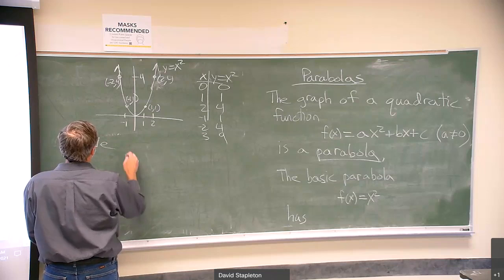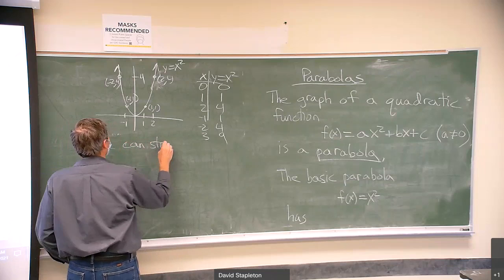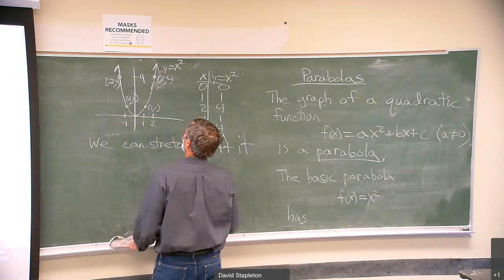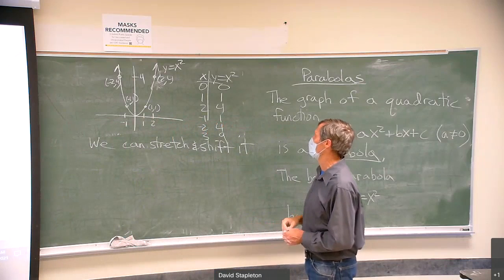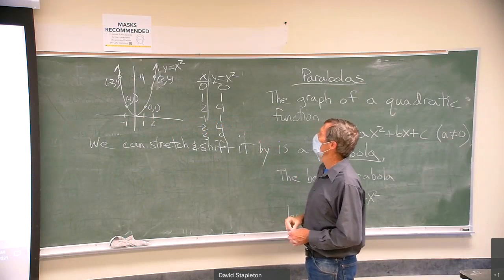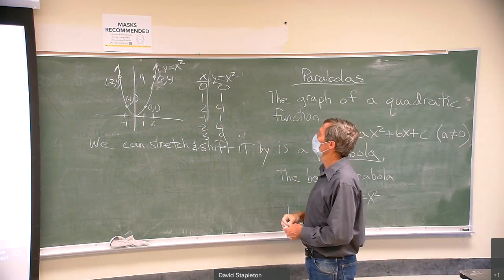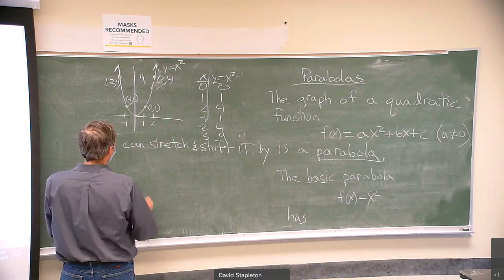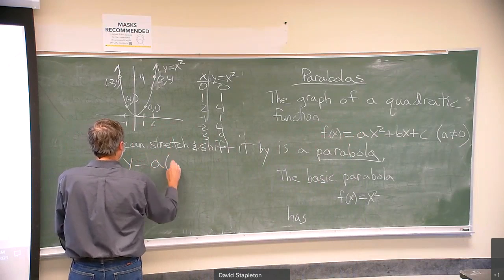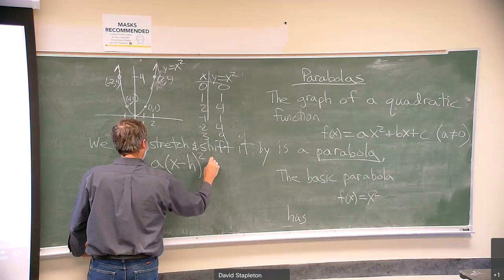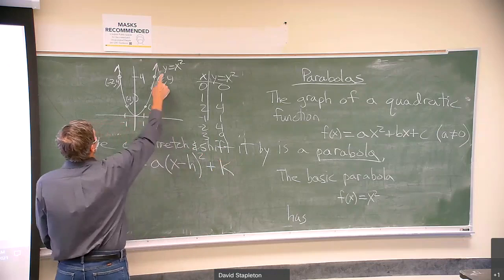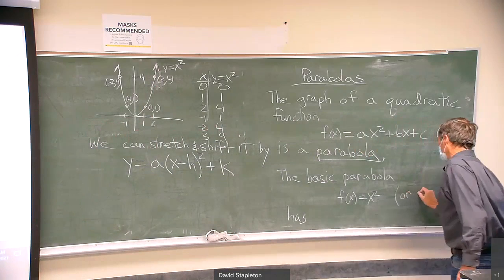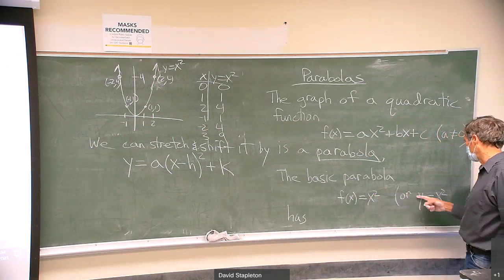Well, we remember those graphing techniques. We can stretch and shift this by replacing x by x minus a and y by y minus b, and then by replacing x by x over a and y by y over b and move it around. In other words, I can write y equals a times x minus h squared plus k. That looks very similar to y equals x squared, same thing. We're just saying here's the rule and here's the graph.